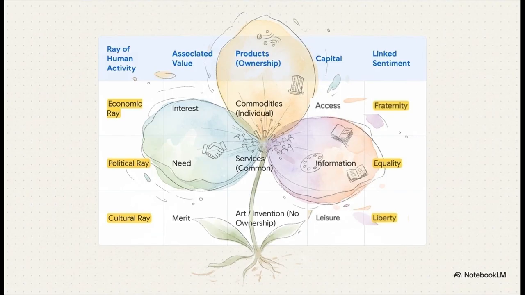We've got the economic ray, which is driven by individual interest. Then there's the political ray, which is all about addressing our collective needs. And finally, the cultural ray, which is guided by merit. You'll notice each of these rays has its own specific domain, from the stuff they create to the kind of capital they generate. It's basically a detailed map of how all of society's different functions can be organized.